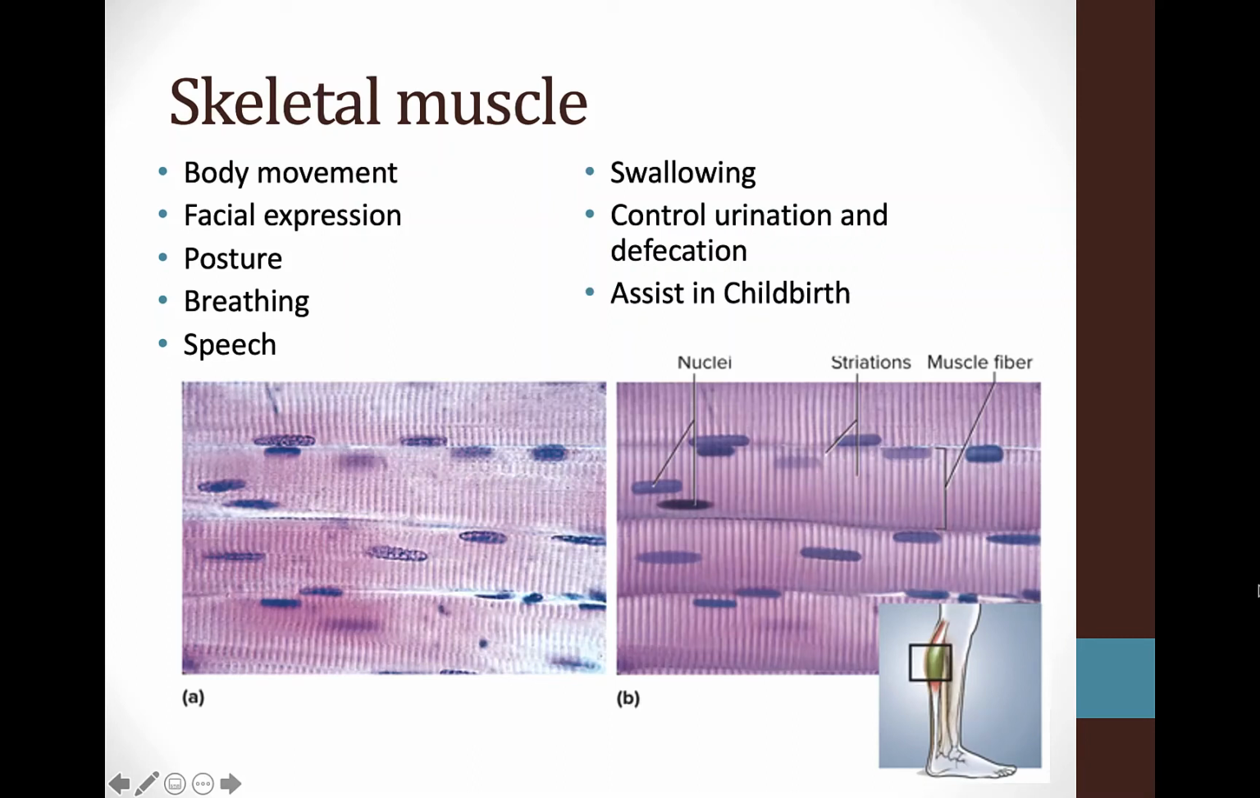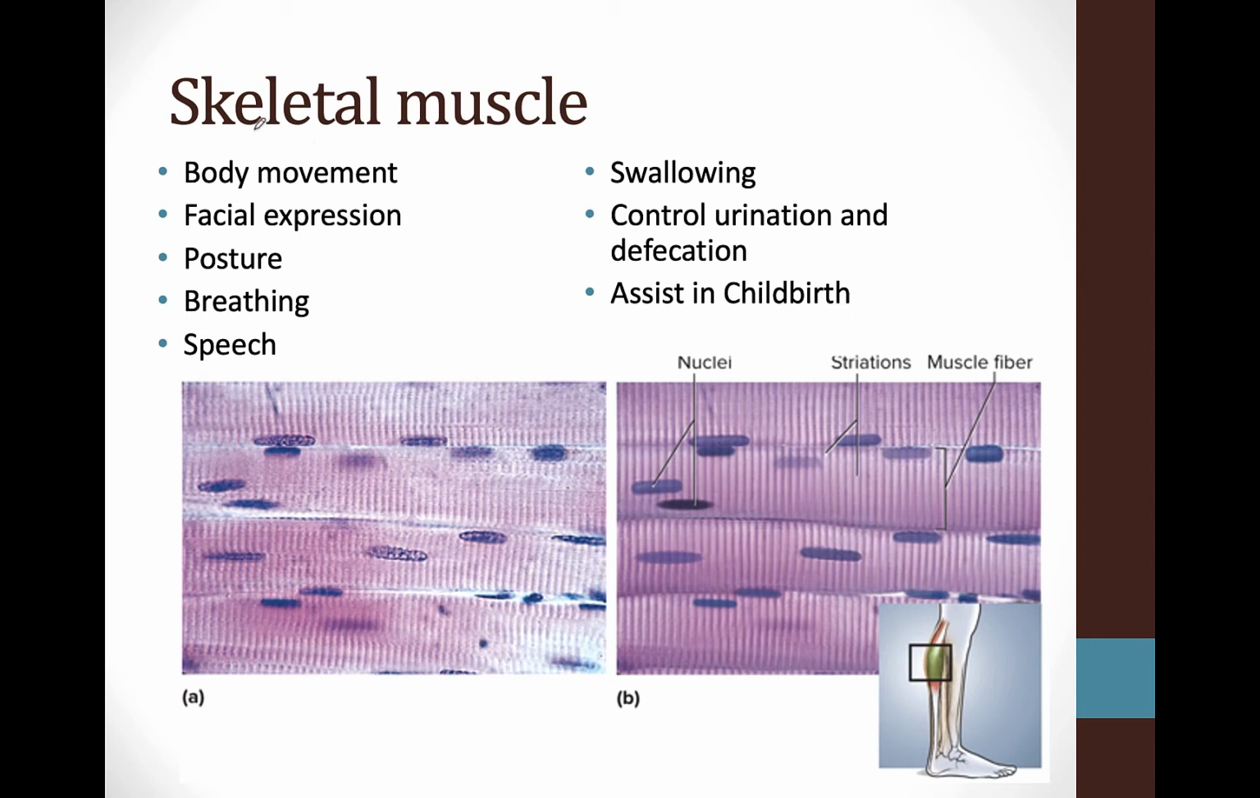The last type of tissue found in the body is muscle tissue. And muscle tissue is our contractile tissue to be able to move things around typically. And there's 3 types of contractile muscle tissue. The first type of muscle tissue is called skeletal muscle.